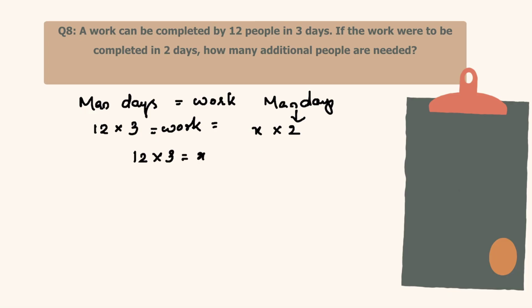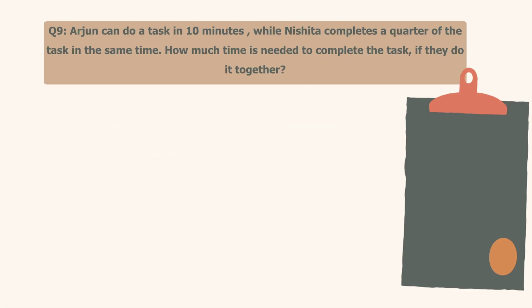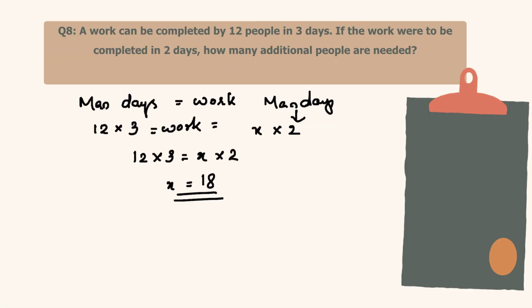So simple mathematics, x into 2, we will get x as 18, right? x is 18, meaning we need 18 people to complete the task. But here they are asking additional people. So if 18 will be there in the options, please don't be in a rush to answer 18. How many additional people is what they are asking, which means we have to subtract the people which are already there. 12 people are already there. 18 is needed. That means 18 minus 12 equal to 6. 6 additional people are needed.